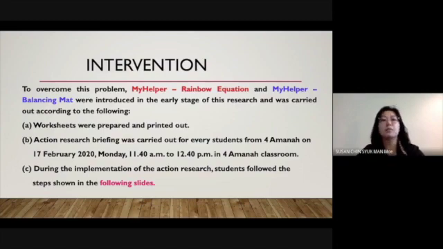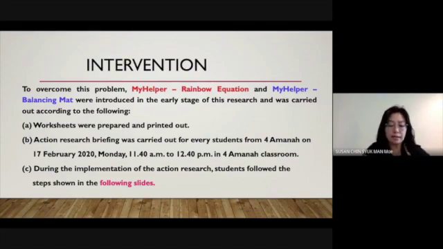So these two methods were introduced in the early stage of the research and were carried out as follows. First of all, one worksheet is prepared, printed out, and given to the group. The action research briefing was carried out for every student from Form 4 Amanah early in the year, on the 17th February 2020. We had a 1 hour session. We used about 5 minutes to introduce Myhelper rainbow equations and Myhelper balancing math and the simple rules and regulations by playing this game. Then after that, the remaining time was for students to sit together in groups and play the games.